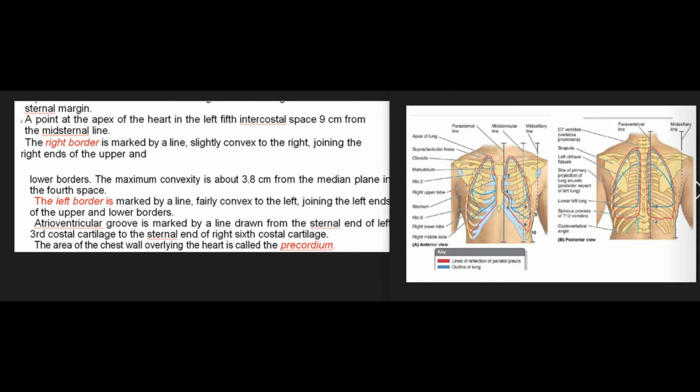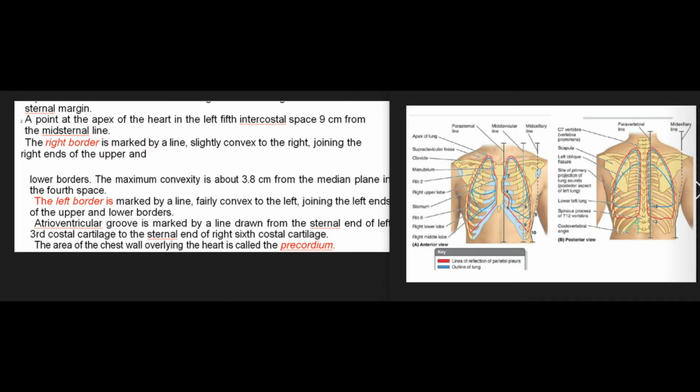The right border is marked by a line, slightly convex to the right, joining the right ends of the upper and lower borders. The maximum convexity is about 3.8 cm from the median plane in the fourth space. The left border is marked by a line, fairly convex to the left, joining the left ends of the upper and lower borders.